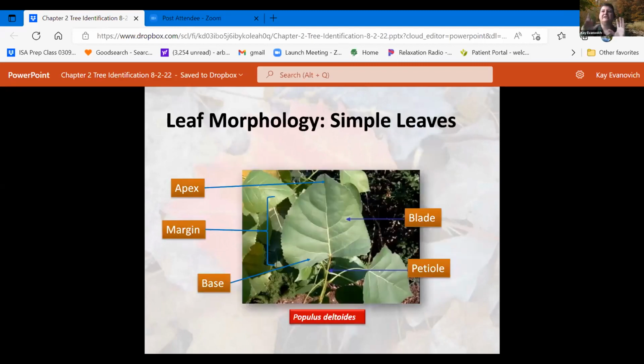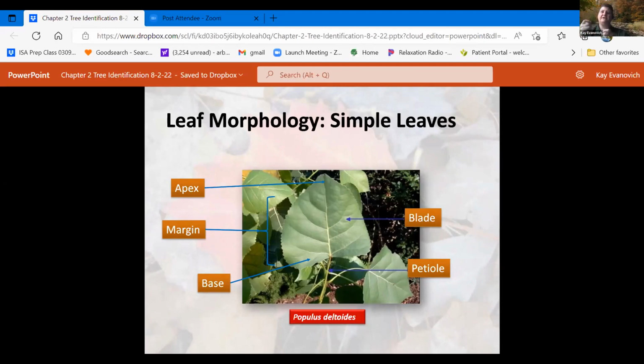So let's get into a little bit of leaf morphology. Let's look at a simple leaf. The apex is the very top of the leaf. The margin runs along the side of the leaf, right? The blade is that entire side of the leaf, right? Either side, it has 2 sides on this one with a vein running up the center. And then the petiole is the piece that attaches to the twig, right?